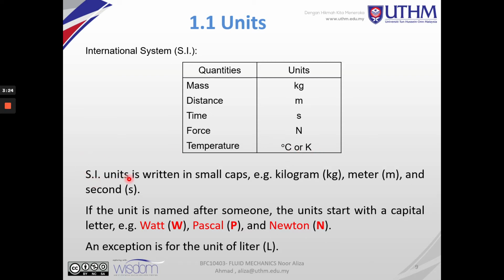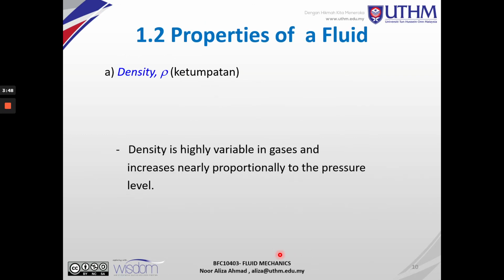Units are written in small letters, for example kilogram, kg, meter, m, and second, s. If the unit is named after someone, the unit starts with a capital letter, especially watt, W, Pascal, Pa, and Newton, N. The exception is the unit of liter, which uses L.